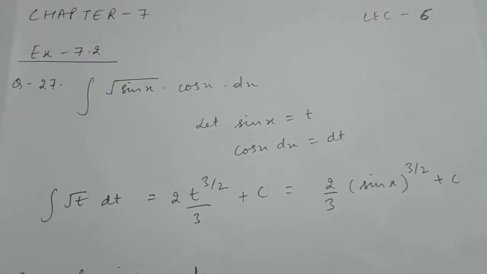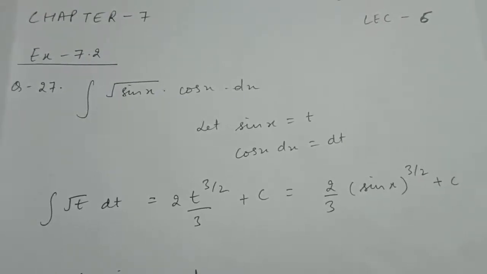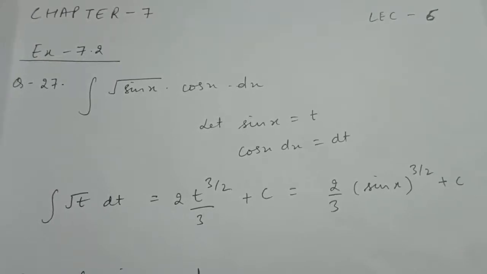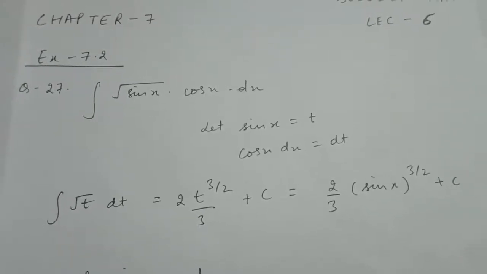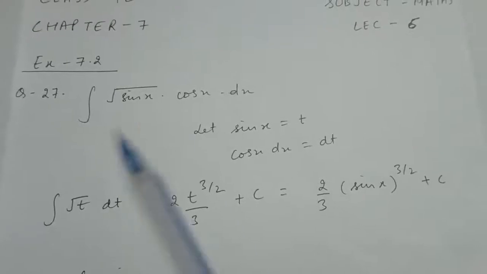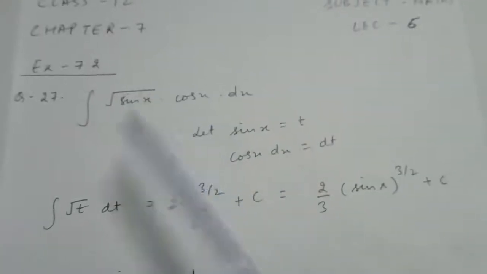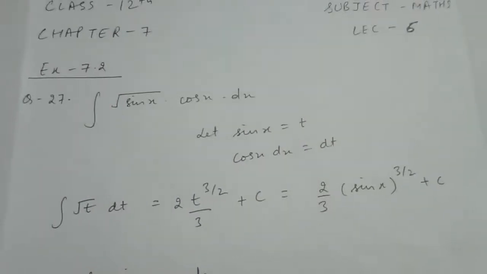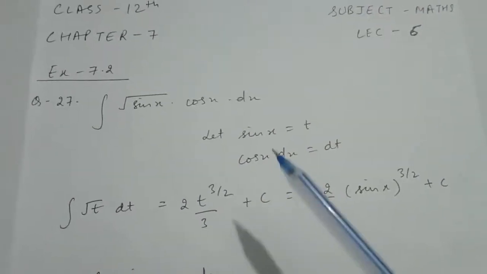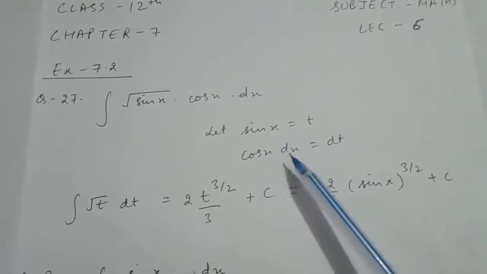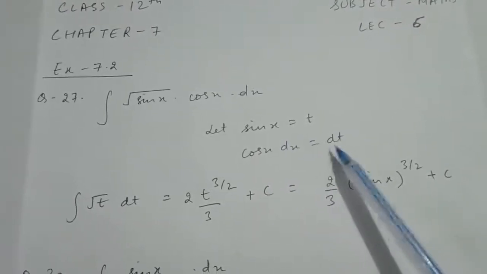So question 27 of exercise 7.2 is the integral of root sin x into cos x with respect to x. Now obviously the derivative of sin x is cos x, and also because sin x is inside the root, therefore we will let sin x equal to t. Then, after differentiating both sides, you will get cos x dx equal to dt.